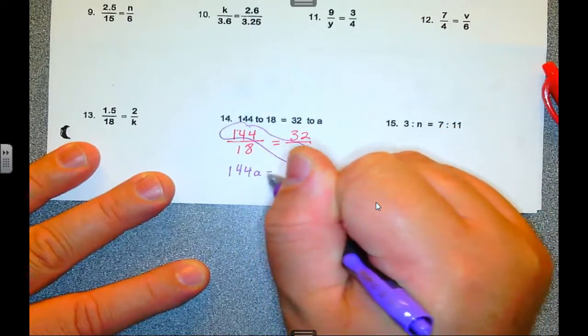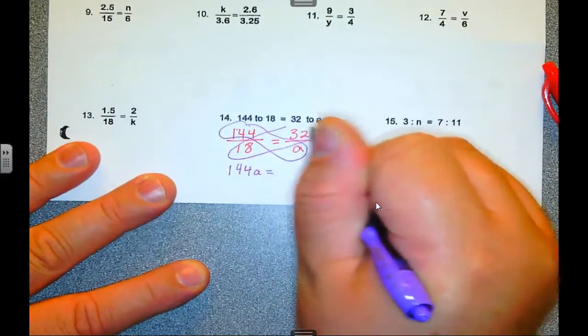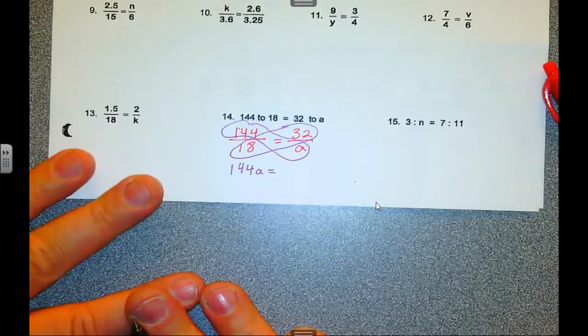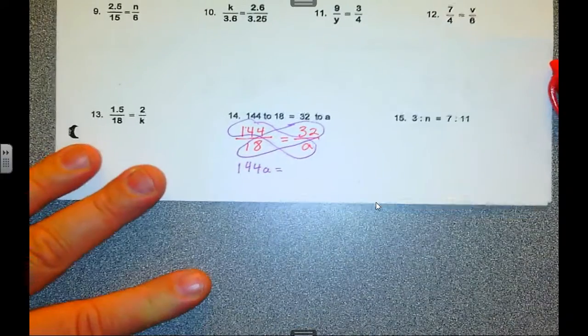144a equals 18 times 32. It's way too much for my brain.